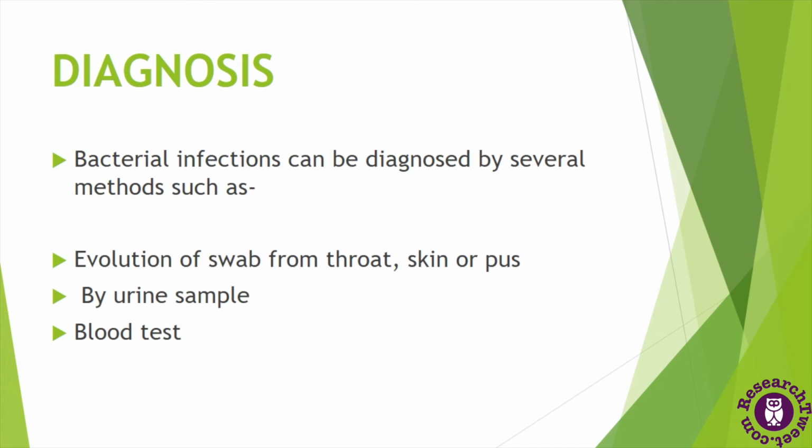For urinary tract infections, a urine sample can be used, and for respiratory tract infections and blood infections, a blood test or CBC, complete blood count, can show whether it is a bacterial infection or not, because in the case of bacterial infections the white blood corpuscles are increased in our body.